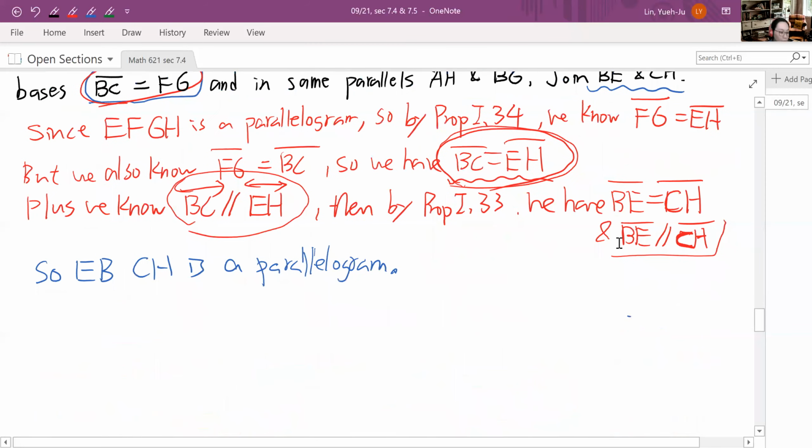Okay, so let me just write down this. I hope my computer can last. It's stuck, maybe getting too hot, so it's a little bit weird now.